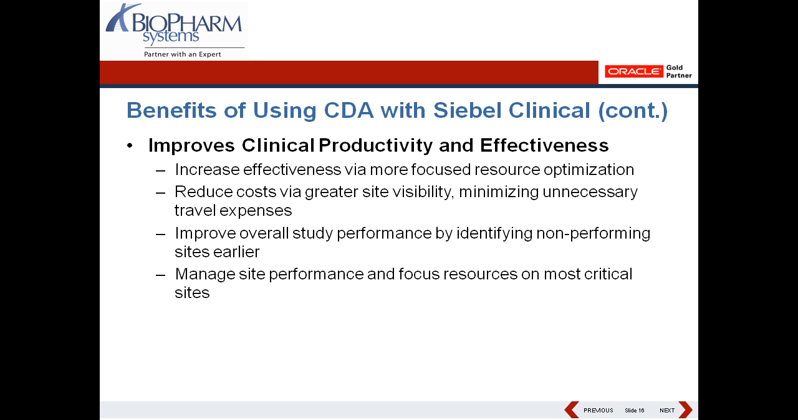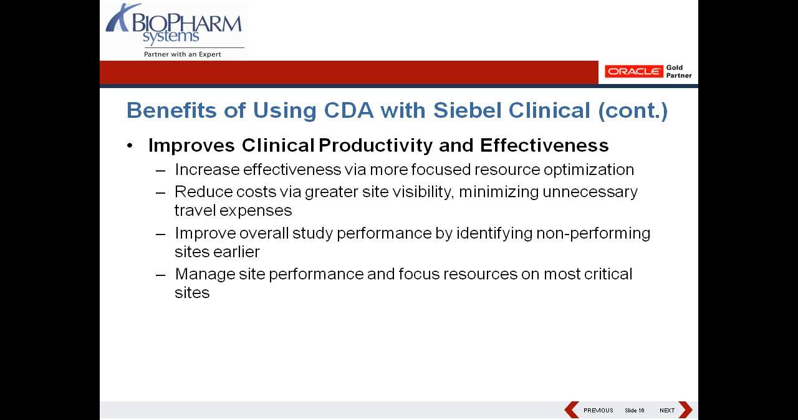So better business intelligence and metrics allows us to improve clinical productivity and effectiveness, increasing our effectiveness via more focused resource optimization, especially when we're talking about workload projections and forecasting for both clinical operations and data management. Rohit mentioned that we can look at data across CTMS and data management as well as other sources. So when we're looking at managing efficiencies between those two areas, looking at workload and projecting and forecasting workload, that's something that CDA is going to allow us to do.